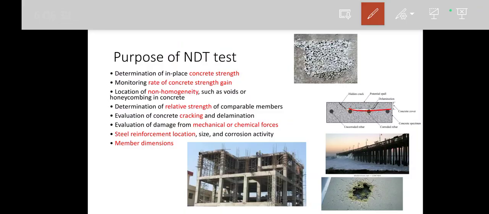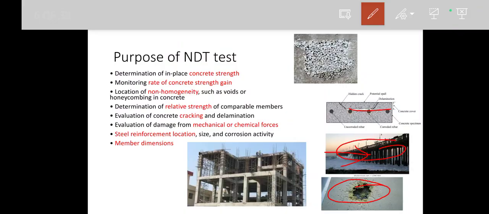Okay. And next, suppose there is an environment where the mechanical forces are more. Consider this one is a jetty structure where the sea waves continuously hit the structure. So how much it has been damaged, we can evaluate. And consider this one is an industrial floor where acid has been spilled. So how much damage it has done to the concrete, those things we can identify by using this non-destructive testing.